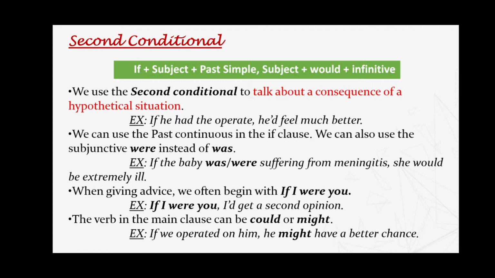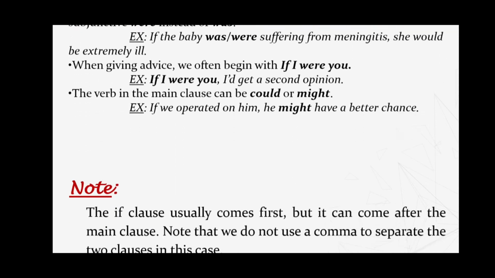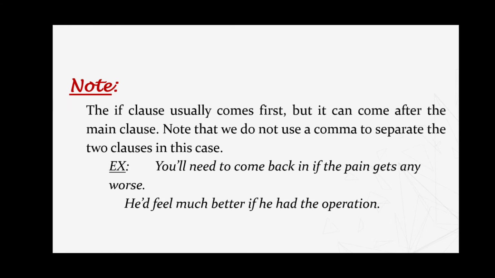When giving advice, we often begin with if I were you. The verbs in the main clause can be could or might. Note, the if clause usually comes first, but it can come after the main clause. Note that we do not use a comma to separate the two clauses in this case.